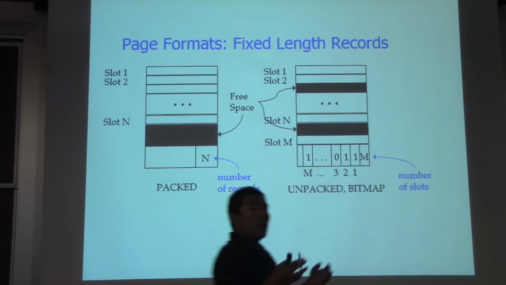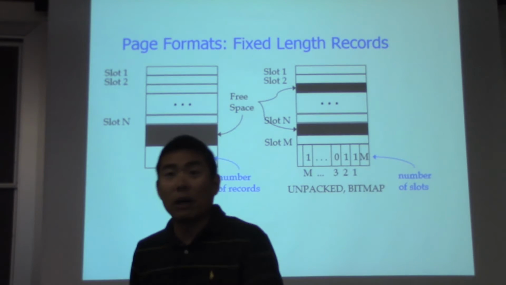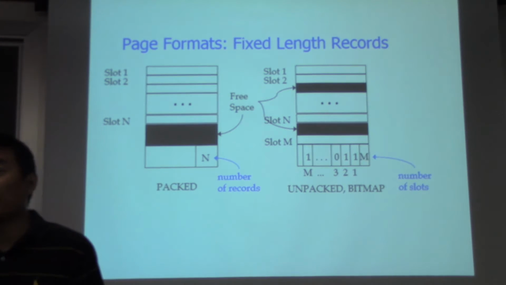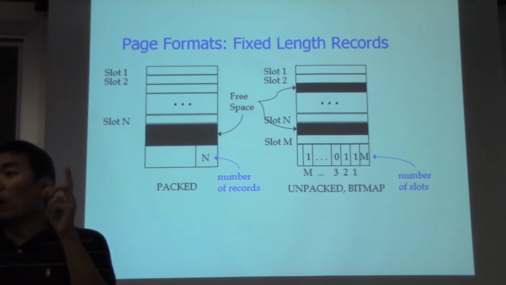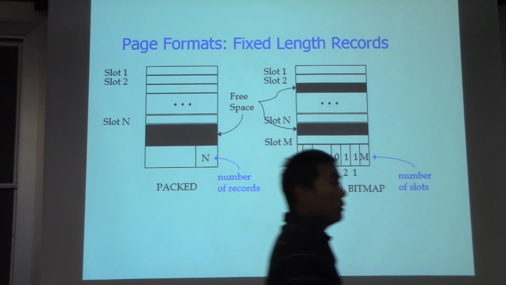Alright, now let's talk about how we organize records within a page. That's essentially project 1. Okay, records within a page. Again, there are two cases. One is fixed length record. Fixed length record is easy to deal with.